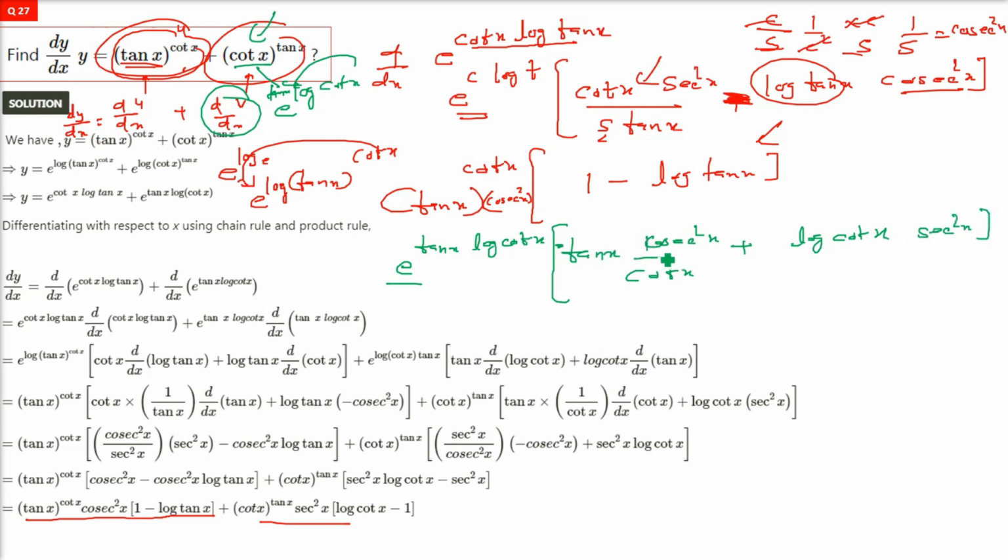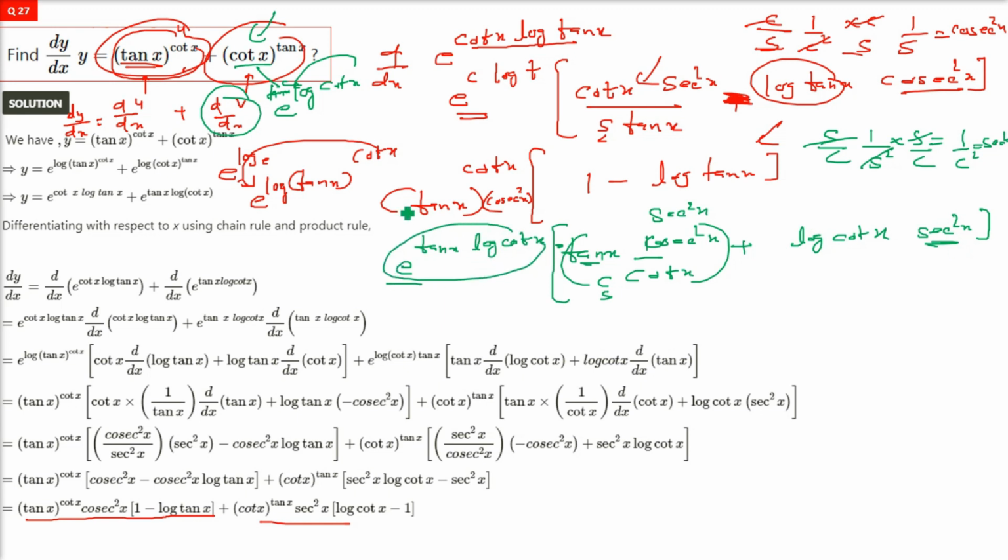Now this 10x cosec square x by cot x, let us see what we get. Sine by cos, 1 by sine square, and this is cos by sine. So sine square gets cancelled, 1 by cos square will go up. It will be sec square. So what do you get here? You will get sec square x. And you see the second term also contains sec square x.